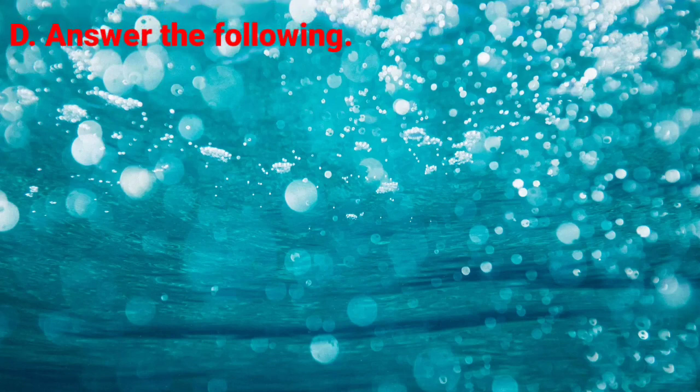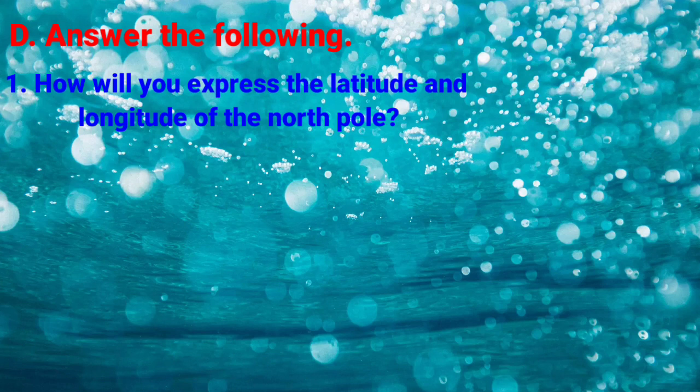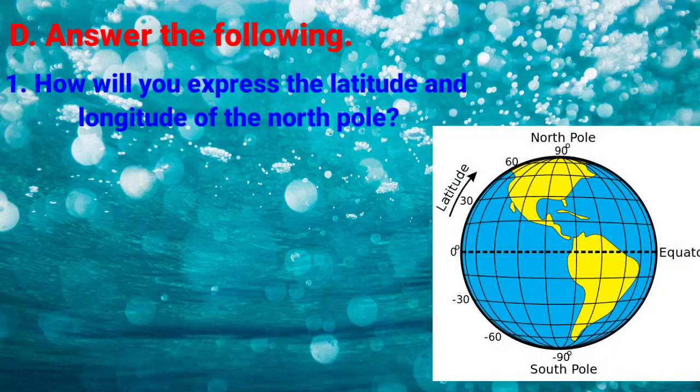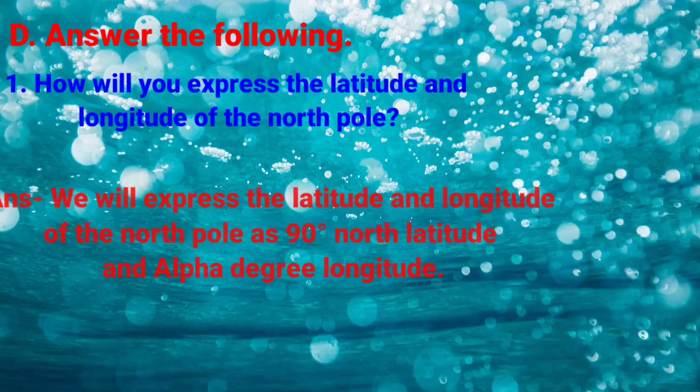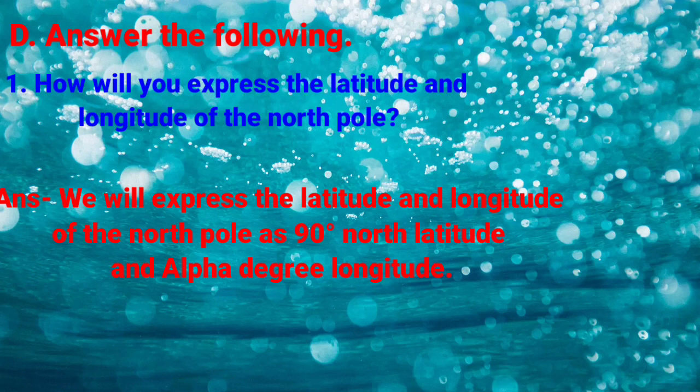Question D. Answer the following. Number 1. How will you express the latitude and longitude of the North Pole? You can see in the figure, the latitudinal location of the North Pole is 90 degree north latitude. But the longitudinal location we can't express in degrees, because all the meridians of longitude converge at the pole, and that's why we express this location as alpha degree. So the answer is: we express the latitude and longitude of the North Pole as 90 degree north latitude and alpha degree longitude.